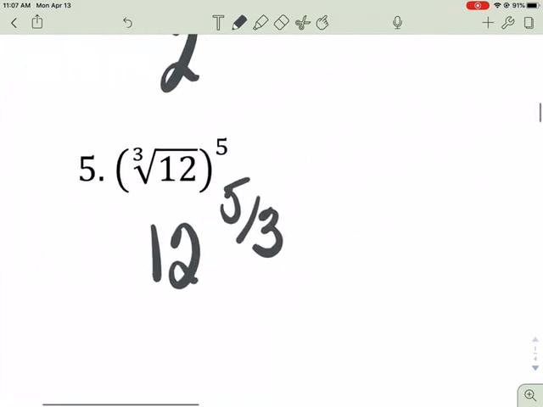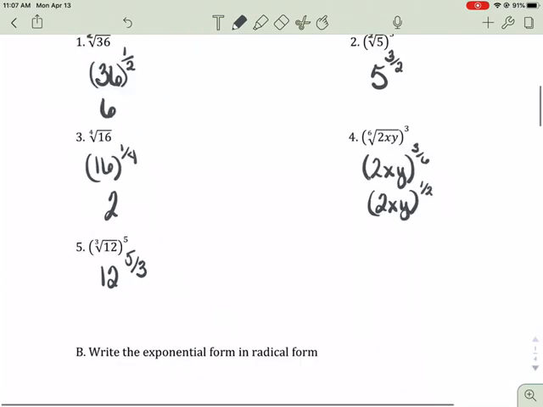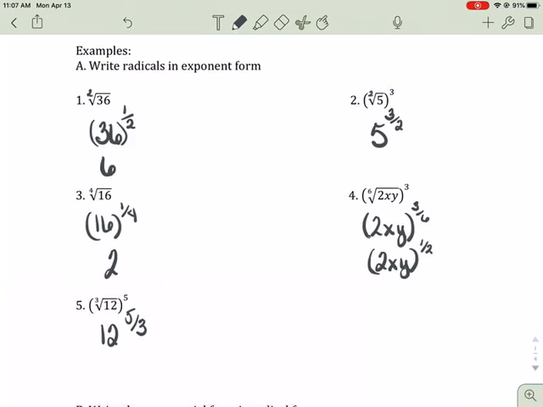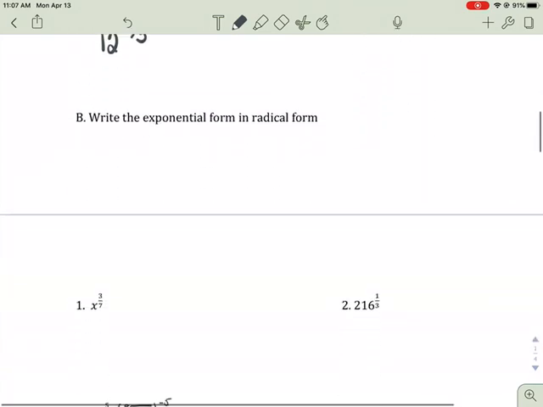And here is 5. So 12 to the 5/3. Hopefully that made sense. Remember, the index, which is your root, is in the denominator, and your exponent, if there is one, is the numerator. Now let's go the other way.